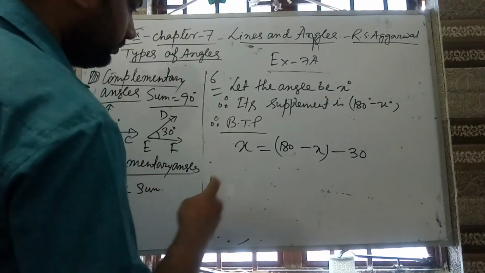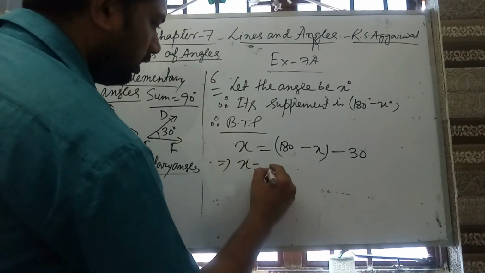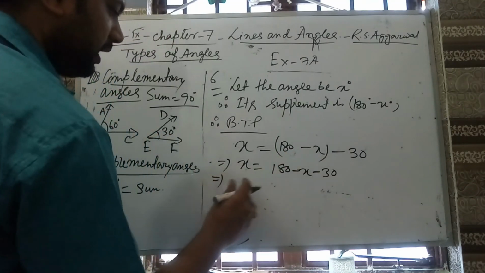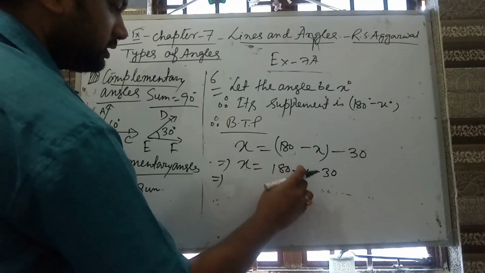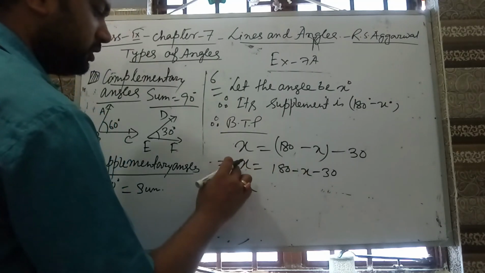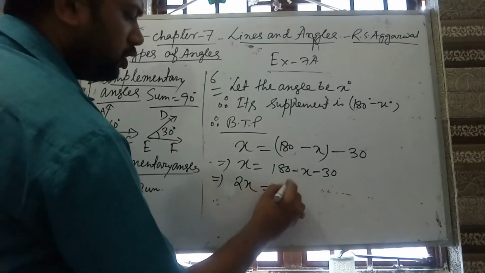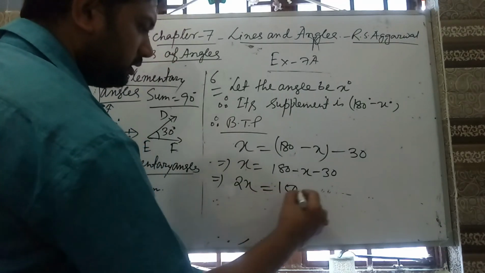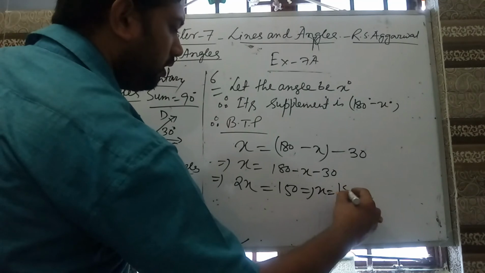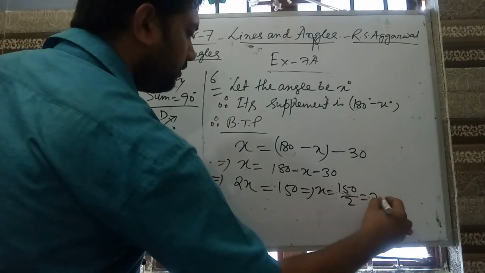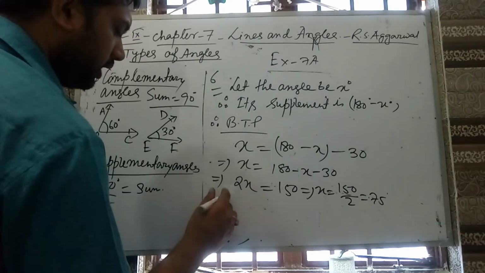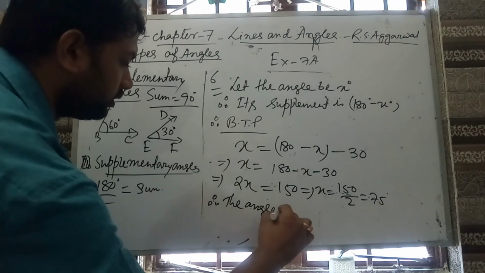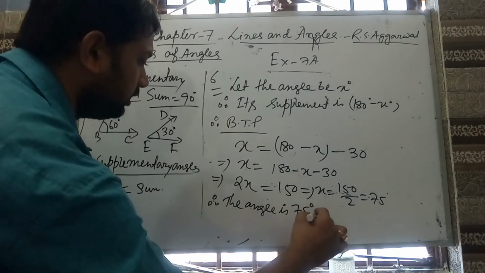So that implies x equals 180 minus x minus 30. That implies 2x. This minus x, when it changes the side, it will become plus x with this x. So 2x equals 180 minus 30, that is 150. That implies x equals 150 by 2, that is 75. Okay, so write down, therefore the angle is 75 degrees.